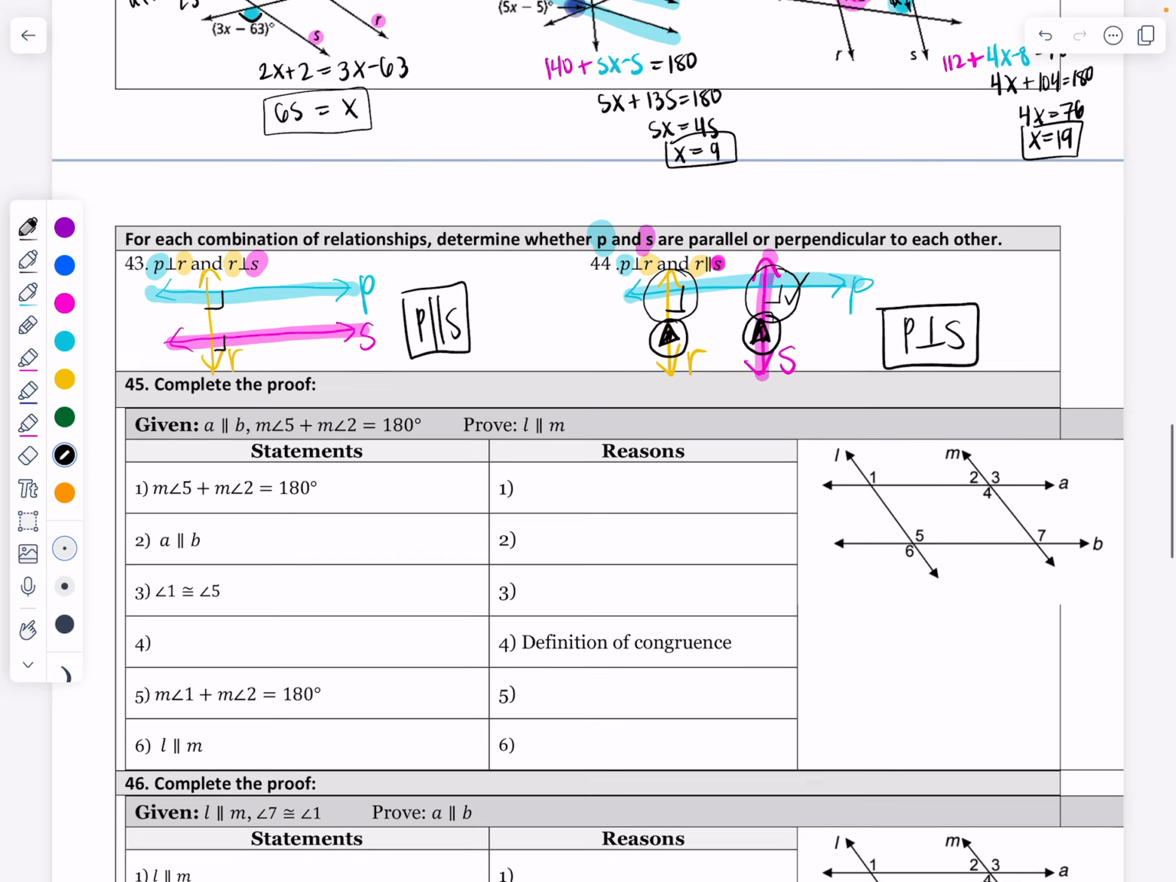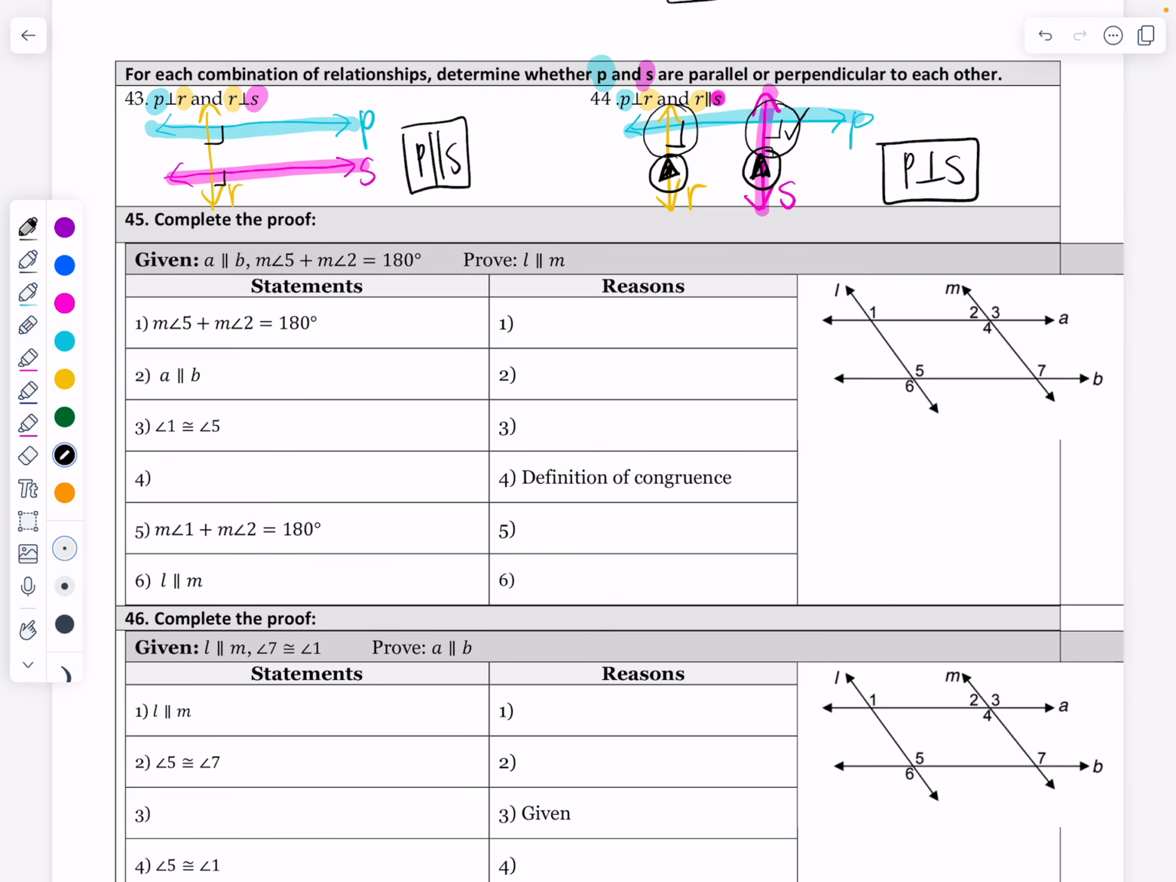All right, now we have our first proof. It says to complete the proof, and we have our givens. The first thing I'm going to do is highlight my givens and go ahead and get those free points so I don't miss any. So here's A is parallel to B. That is a given. What else is a given, though? It is also a given that the measure of angle 5 plus the measure of angle 2 is equal to 180. Those are free points. They give you those for a reason. If we're going to solve a problem, we have to have a problem to solve.